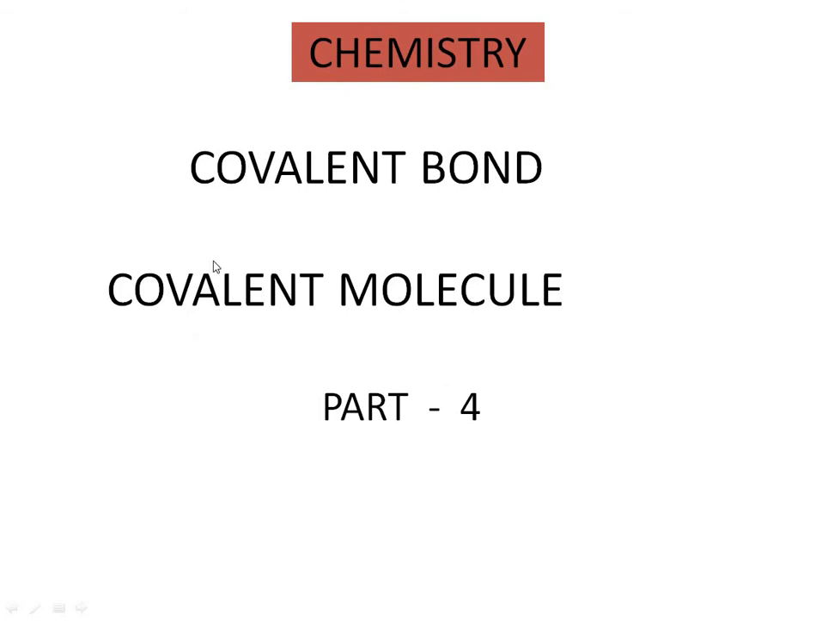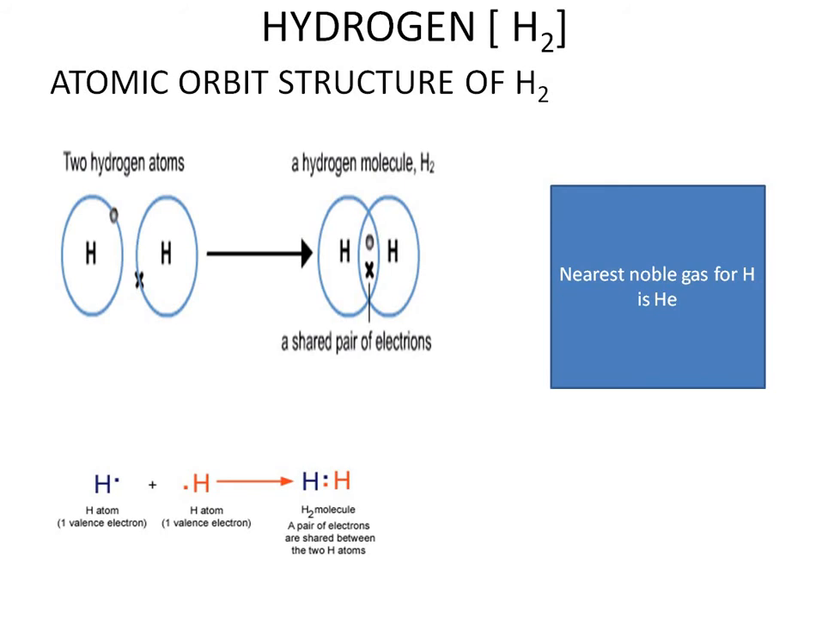Next we'll see the covalent bond, that is covalent molecule. So covalent bond means, as I have explained, sharing of electrons between two non-metals. So you're going to share electrons from one non-metal to the other non-metal to attain the stable inert gas configuration. So now we'll see a simple example of hydrogen. So far we have seen complete transfer of electrons, but this is sharing of electrons.